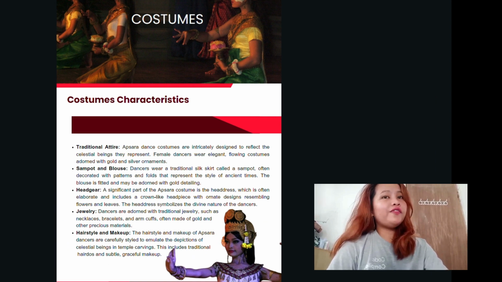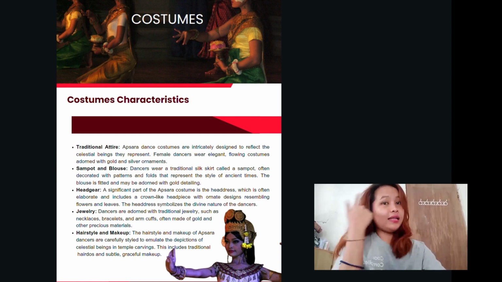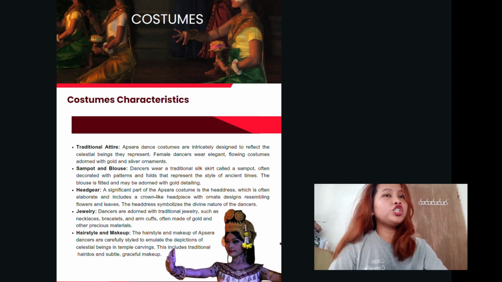The traditional attire of the Apsara dance is intricately designed to reflect the celestial beings they represent. Female dancers may wear elegant, flowing costumes adorned with gold and silver ornaments. They can wear a samput and blouse. Dancers wear a traditional silk skirt called a samput, often decorated with patterns and folds that represent the style of ancient times. They also wear a headgear. A significant part of the Apsara costume is the headdress, which is often elaborate and includes a crown-like headpiece with ornate designs resembling flowers and leaves. The headdress symbolizes the divine nature of the dancers.